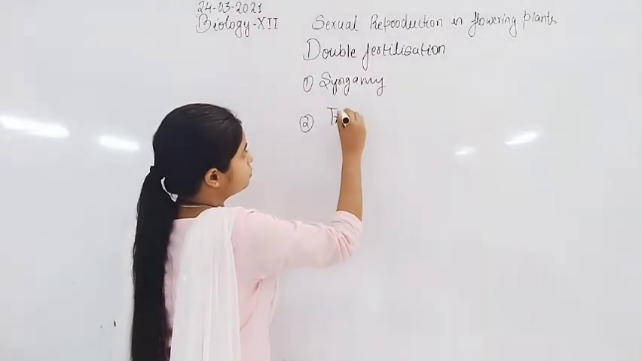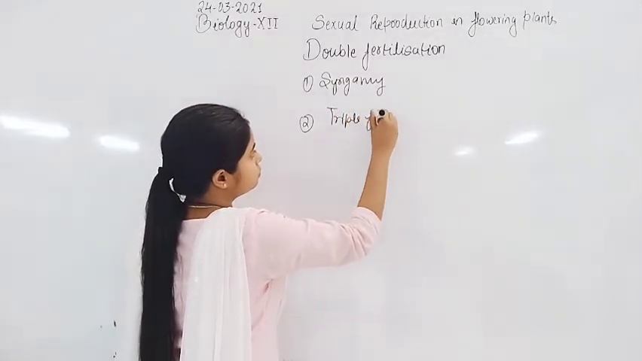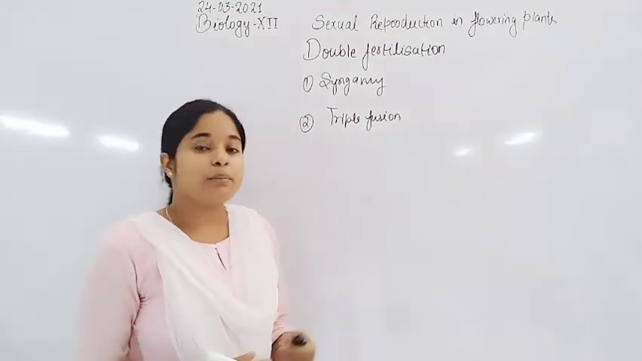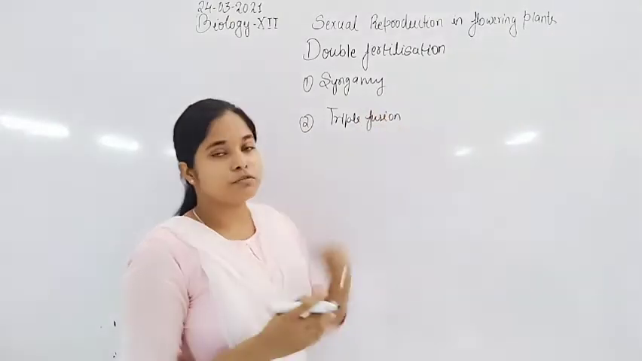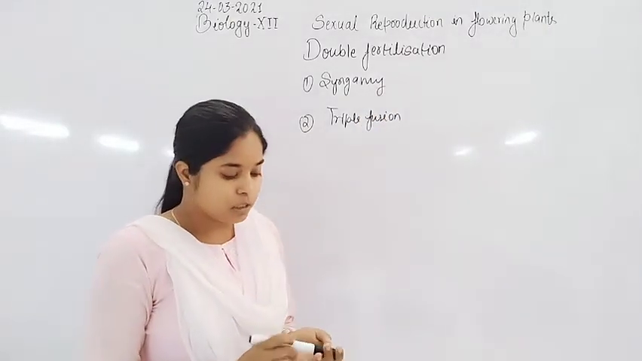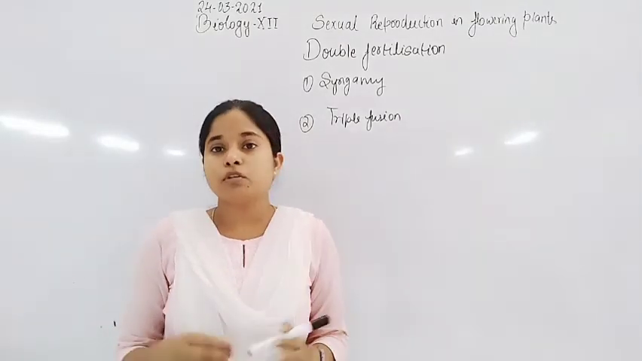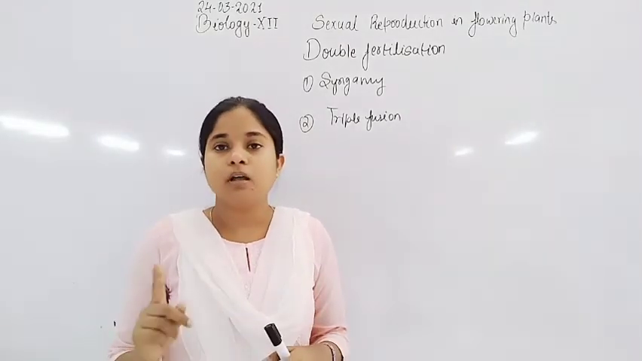and the second is triple fusion. Syngamy is the fusion of gametes that takes place inside the embryo sac, and triple fusion involves the fusion of 2 polar nuclei with 1 sperm.